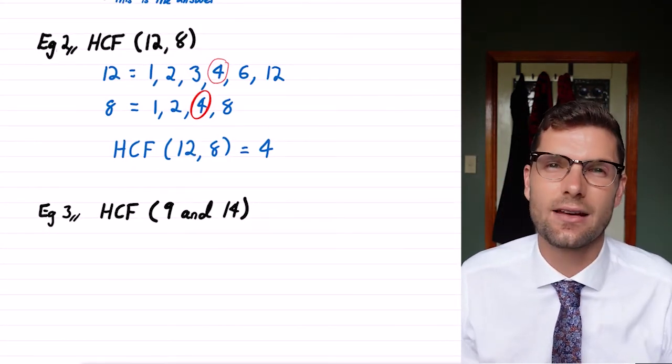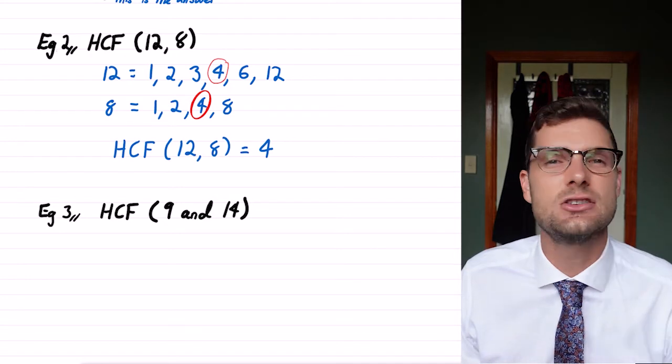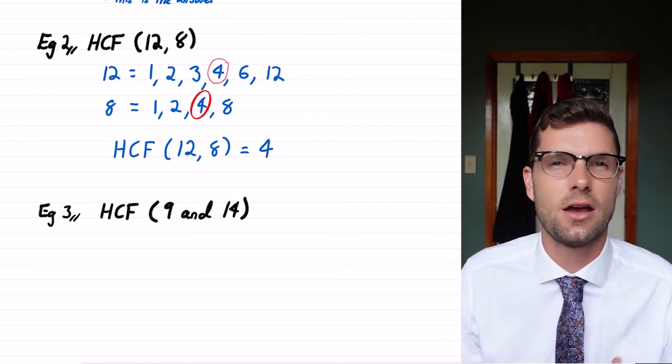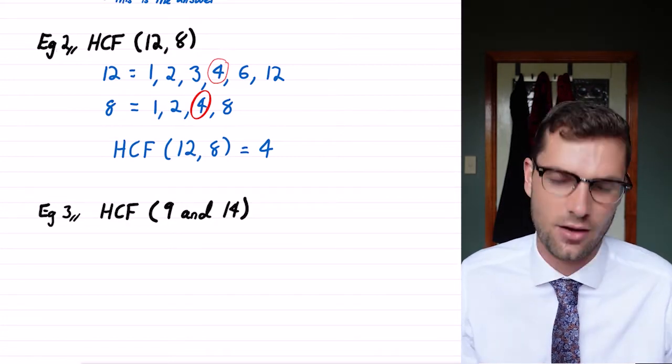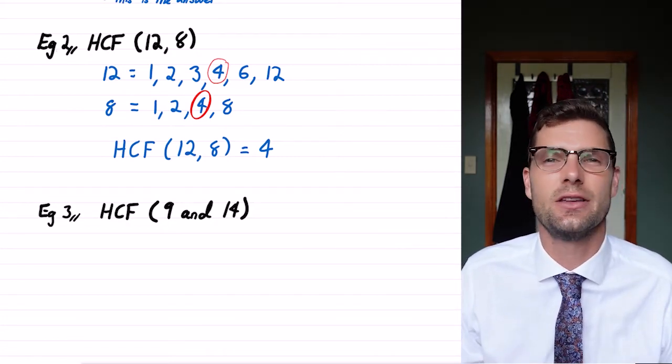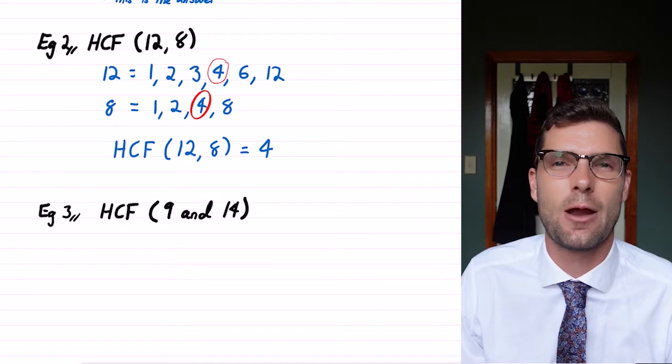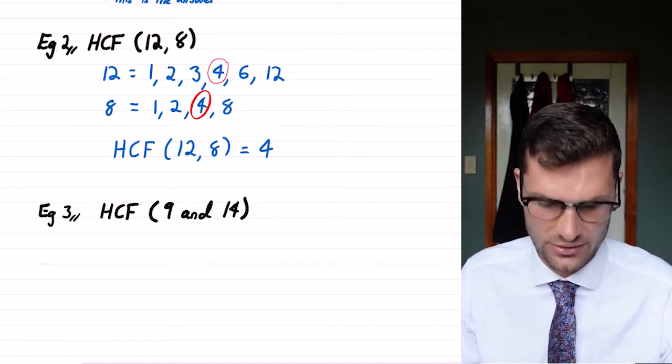So sometimes you'll get questions where there is no highest common factor. In that situation, we just say that the answer is 1, right? And I know that sounds a little bit stupid that you're going through the whole process just to give that answer, but we'll see what happens here.